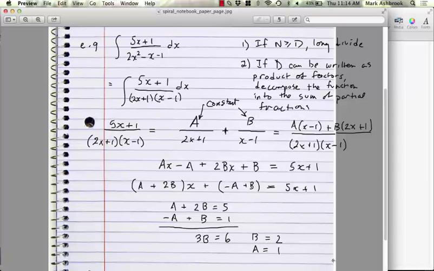If you want to check that, you can plug your a and b in here and simplify that numerator, and it should equal 5x plus 1. Plug in your b is 2, your a is 1. Do the math, you should get 5x plus 1.